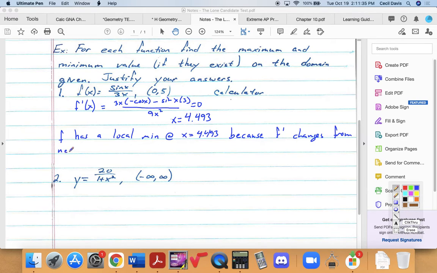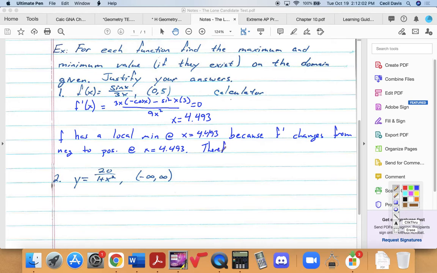Because f prime changes from negative to positive at x equals 4.493. So far, we have only made a local argument, right? We have justified that it's a local minimum. Absolutely.